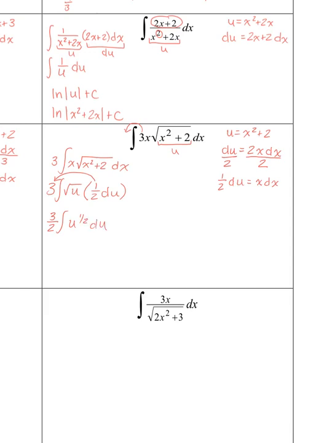If we integrate u to the 1/2, I get u to the 3/2 divided by 3/2 plus c. And these 3/2 will actually cancel, so you're left with u to the 3/2 plus c. Turn that back into terms of x squared plus 2 to the 3/2 plus c.